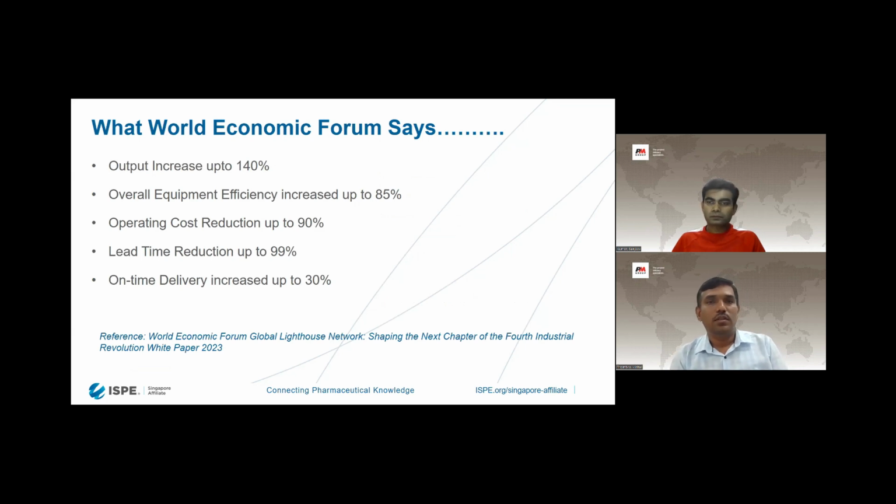This is a white paper released by the World Economic Forum on what digitalization helps with. It increases output by up to 140%. Overall equipment efficiency goes up to 85%. Operation cost reduction is up to 90%, specifically in a few processes, not all. Lead time reduction is up to 99%, because we track everything from selection through fabrication to delivery to your site. On-time delivery increases by up to 30%. These are what the World Economic Forum says about digitalization.